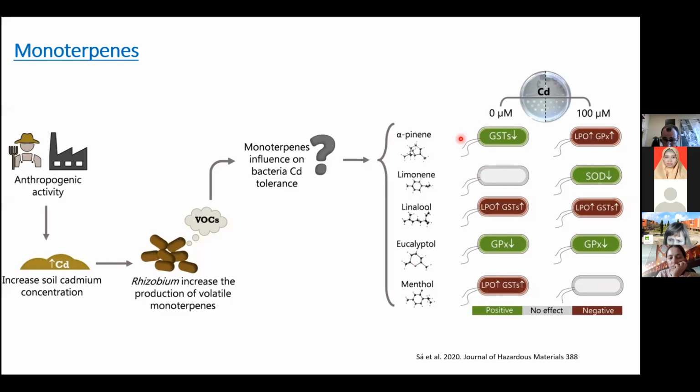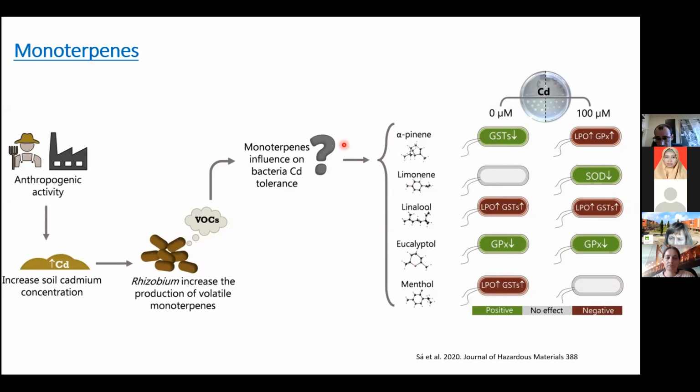And we checked several endpoints, like in the previous work. I didn't speak specifically of each one, but I know that there is a discussion session, so we can talk more about these biochemical markers. Usually they are either of damage, like lipid peroxidation, or mechanisms to fight oxidative stress, namely glutathione S-transferases, and so on. So we studied alpha-pinene, limonene, linalool, eucalyptol, and menthol.